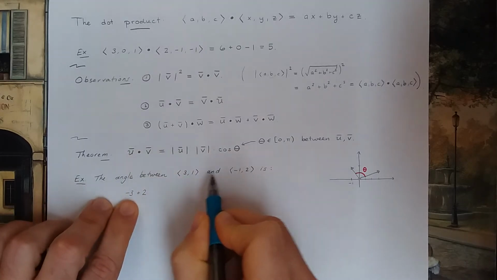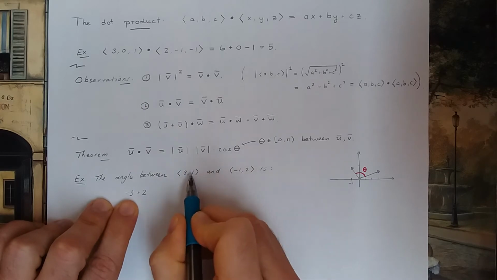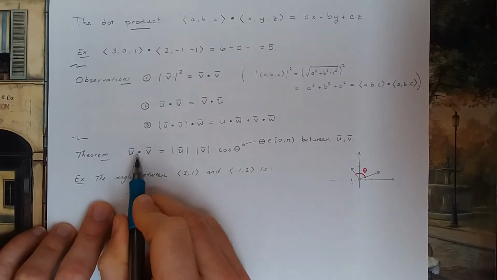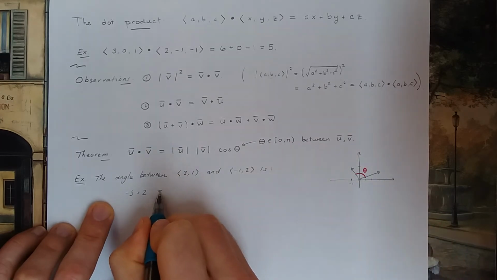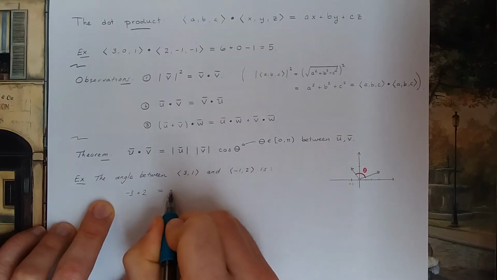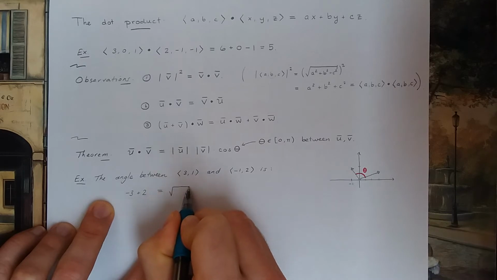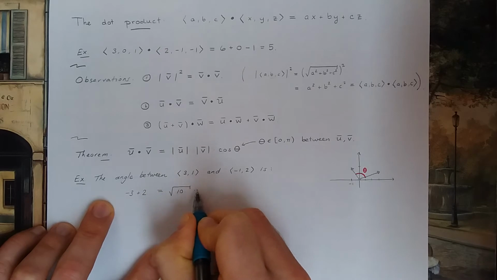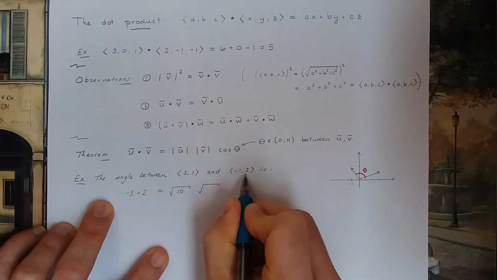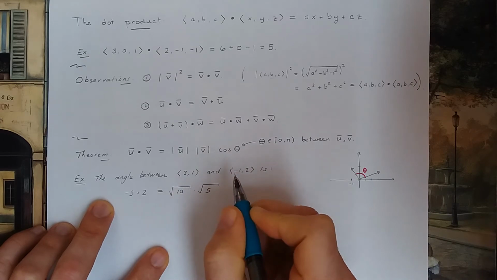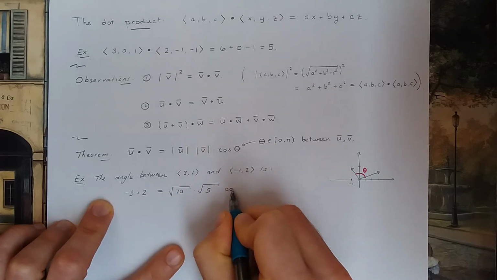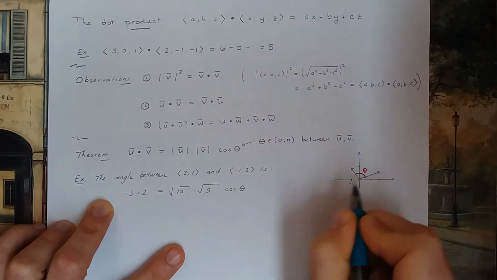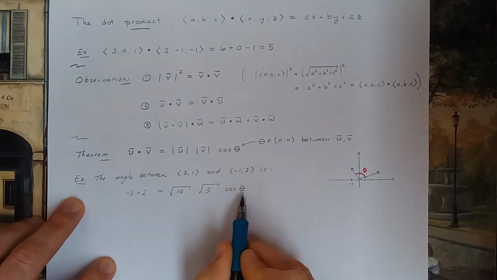That's the dot product of these two vectors, 3 times -1 plus 1 times 2. So that's over here, u dot v. And that should equal the length of u, the square root of 9 plus 1, times the length of v. The length of this vector is the square root of 1 squared plus 2 squared, or 5. And that is cosine of the angle between them. So now you could solve for theta.